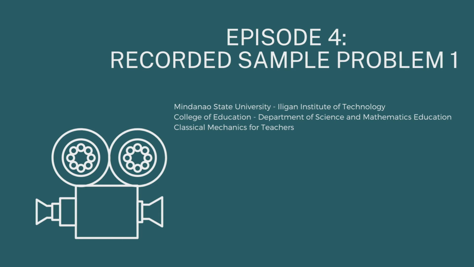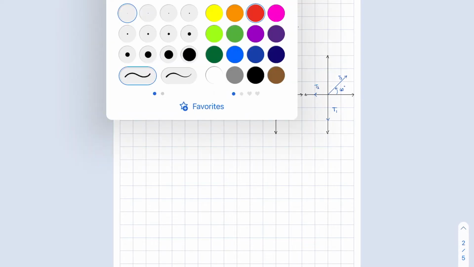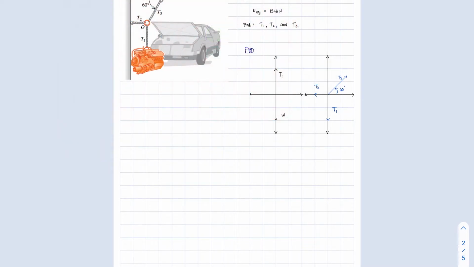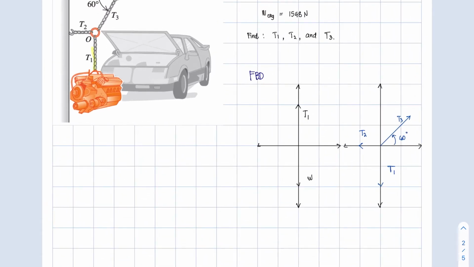I am doing a recording on the solution for the assignment that I assigned to you. I think that was last Wednesday. So as you can see here, you have a car engine that is suspended by a chain of tension T1, and also you note that the three chains are connected together dira sa imong isa ka ring.